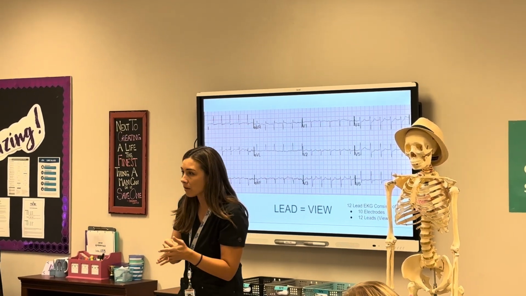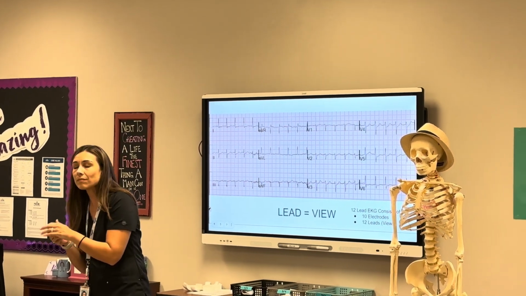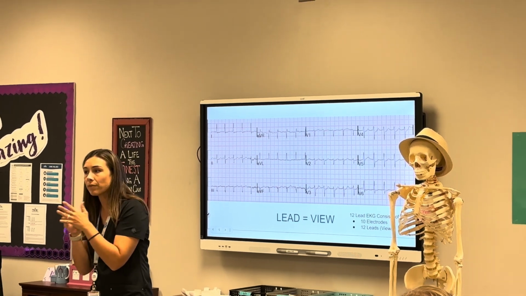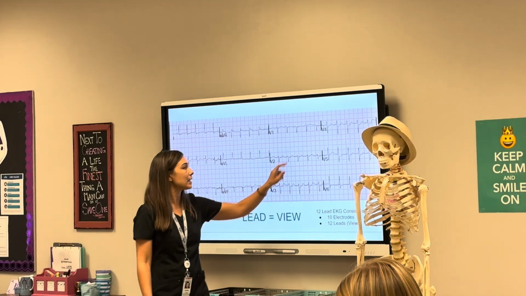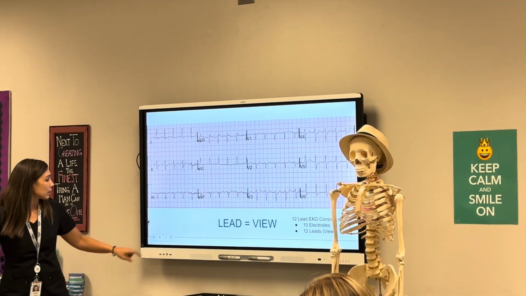How many electrodes does it take to make 12 leads? 10. Okay, 10 electrodes to make 12 leads, 12 views. 1, 2, 3, 4, 5, 6, 7, 8, 9, 10, 11, 12. Those are our different views that we're going to talk about today.